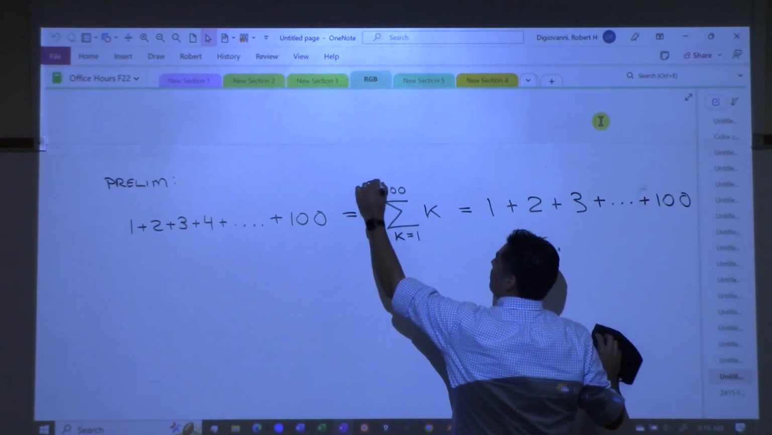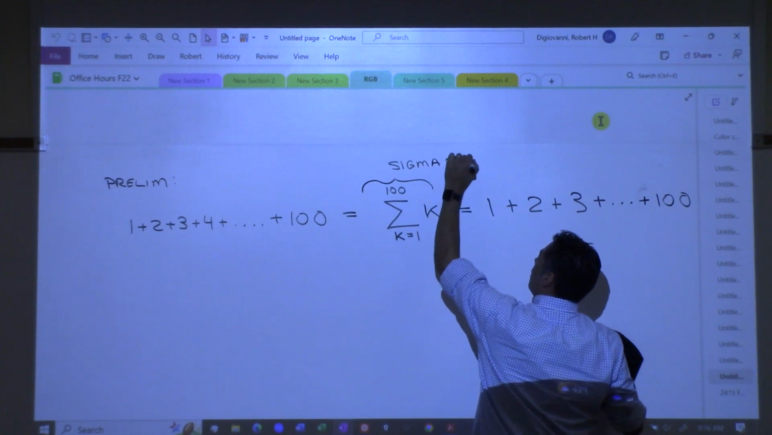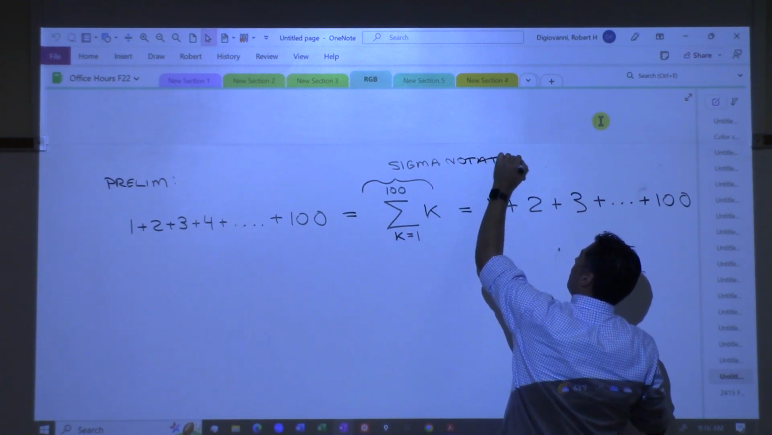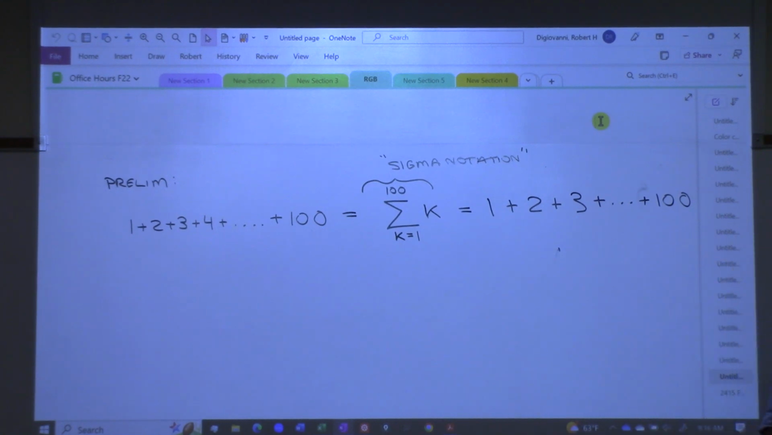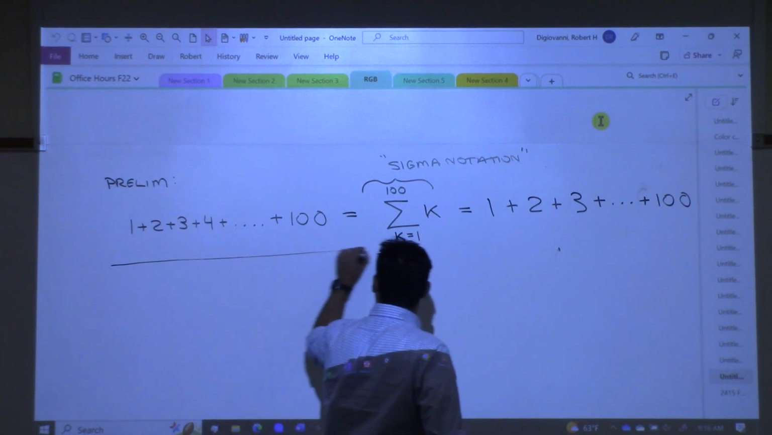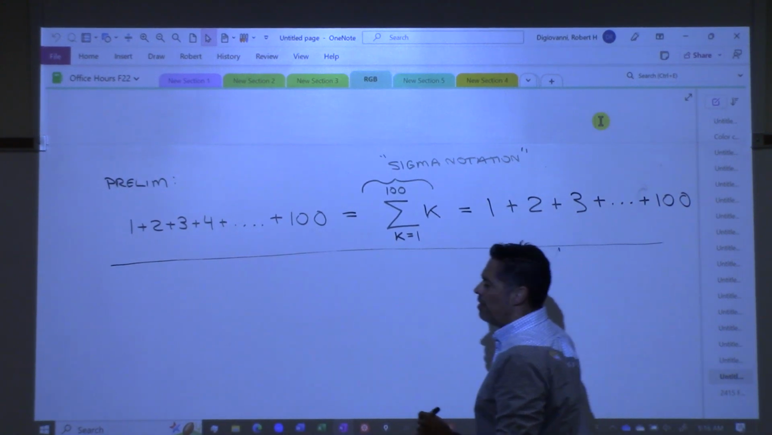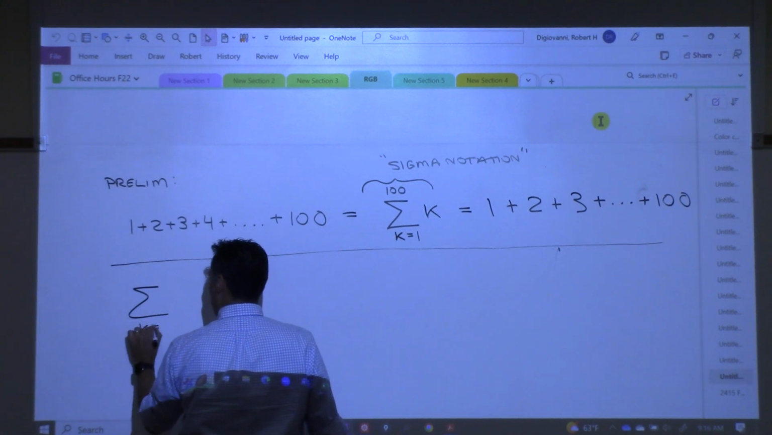This right here is called sigma notation. It's just an easier way to write a sum. All right, how about this? Let me give you a separate example. Let me give you this sigma notation, and y'all tell me what this spits out.